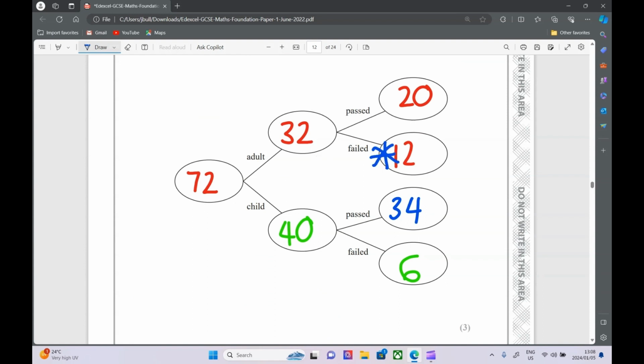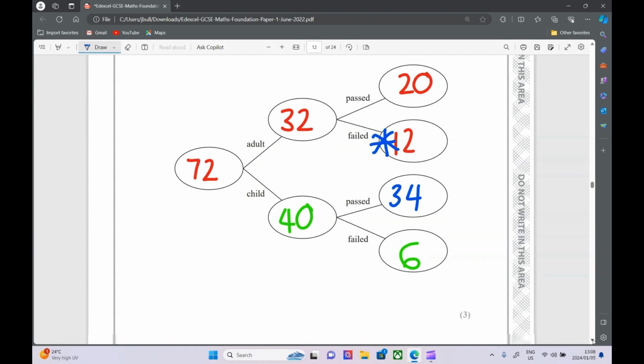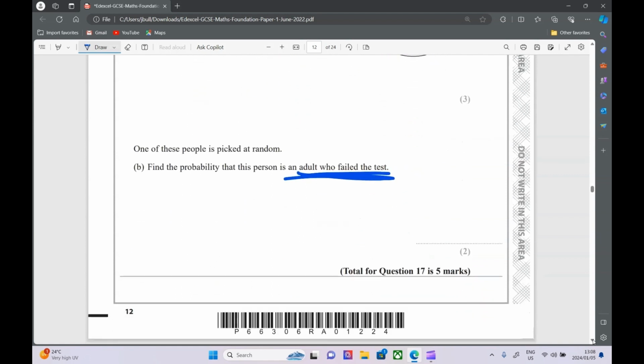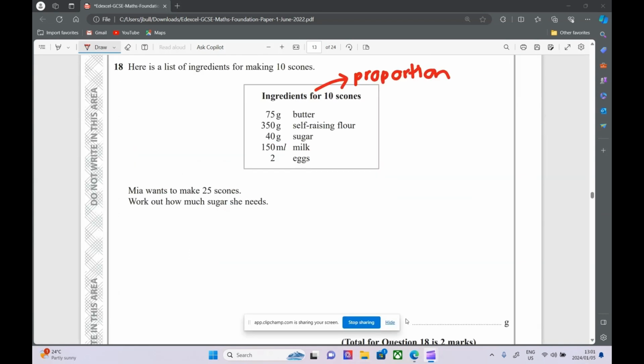So there were 12 adults who failed the test. So that is always what we put at the top. So our probability is there's going to be 12 adults who failed out of how many in total? We said there were 72 people in total. And that is going to be.